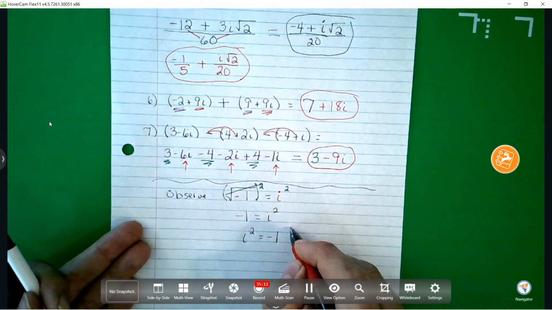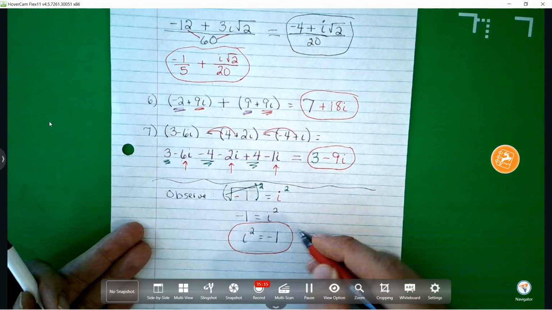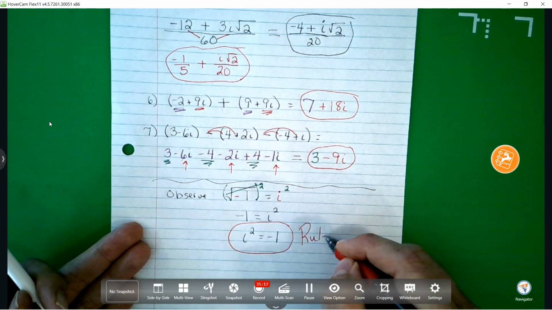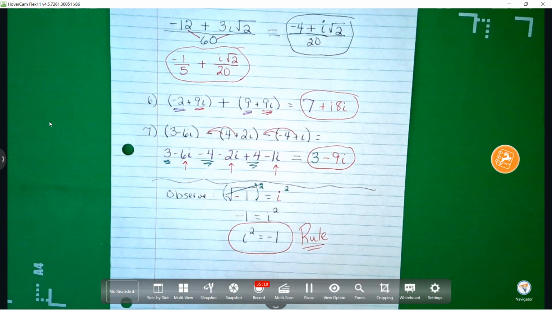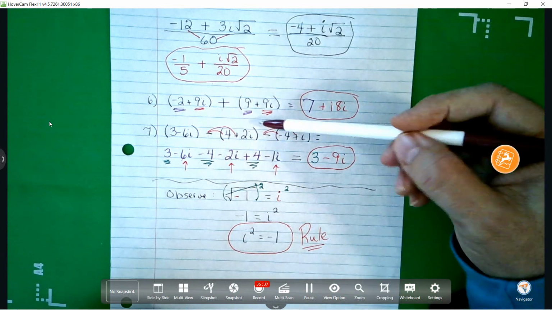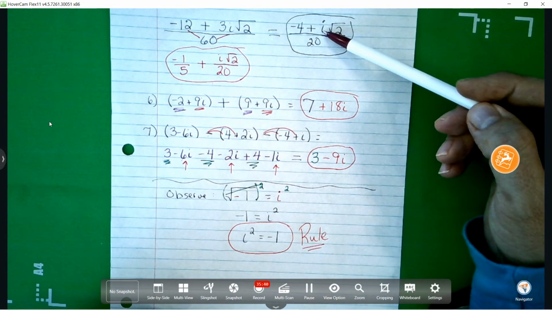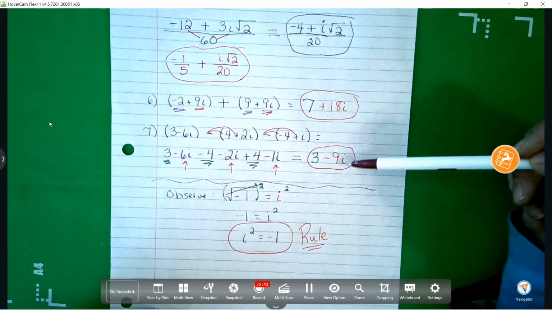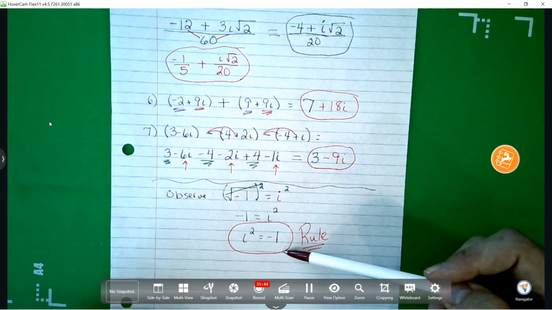I'm going to circle this and call it an important rule when working with complex numbers. Okay? i squared is equal to negative 1. So why am I writing that, and what are we going to be using that for? Well, whenever you have an i squared, replace it with negative 1. If you look through everything we've done so far, there's never been a square on any of our i's. That's why we haven't done it yet.